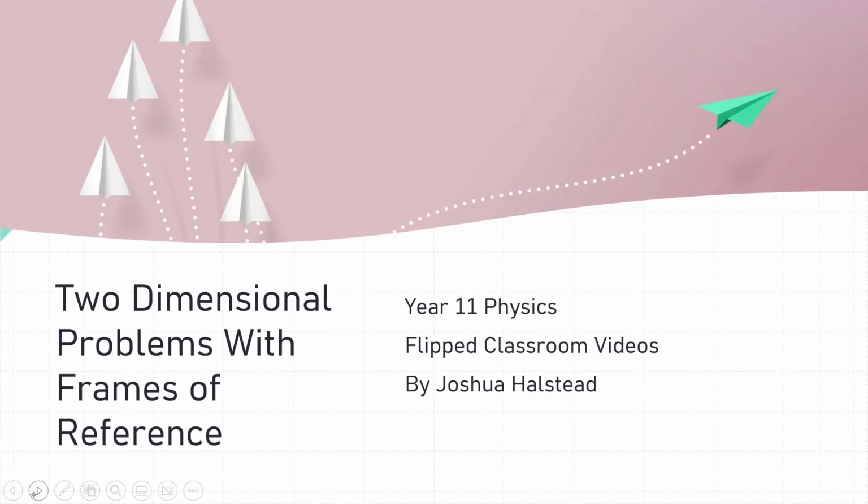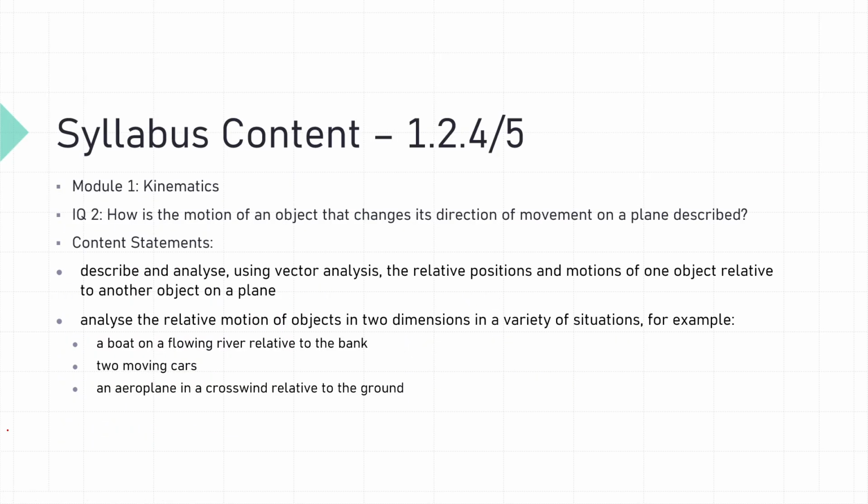G'day, in this video, again, we're continuing to look at two-dimensional problems, but this time we're going to start incorporating frames of reference into our solutions. So here we're going to be looking at dot points 1, 2, 4 and 5, applying all of the basics that we have learned around motion in a plane and applying them to scenarios with different sets of frames of reference. And that's what these sets of dot points are describing.